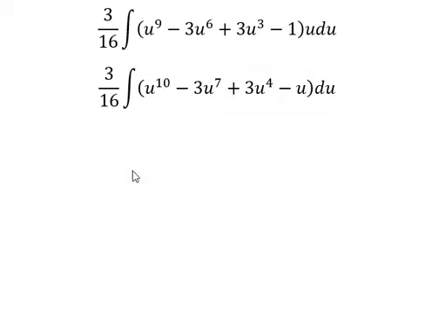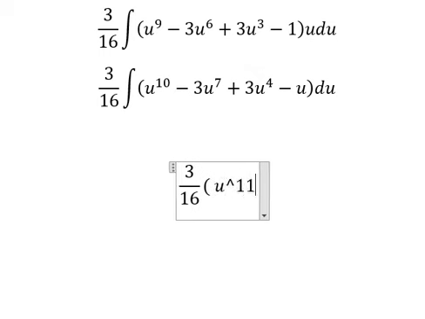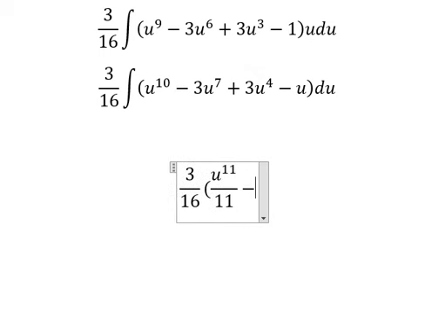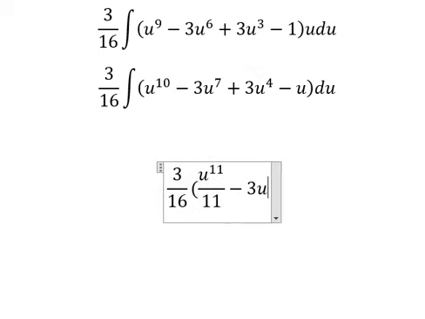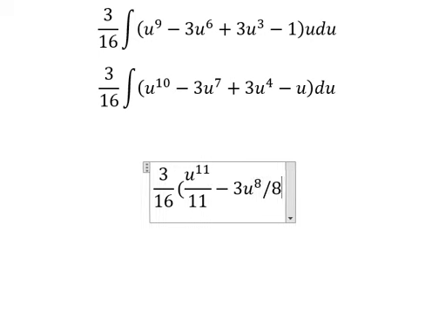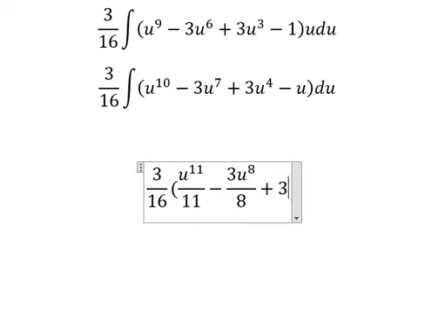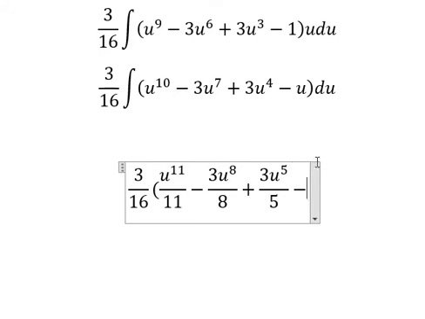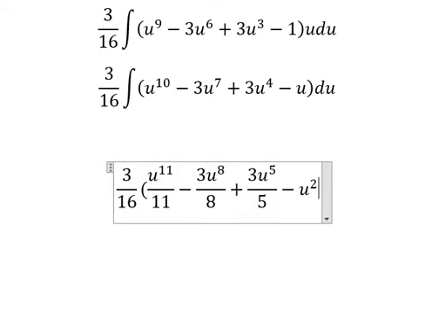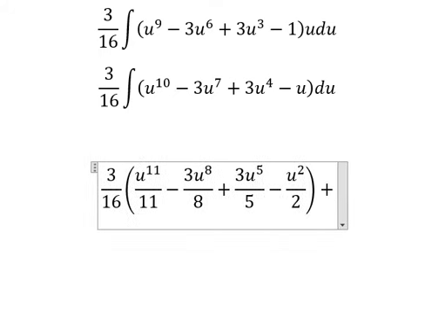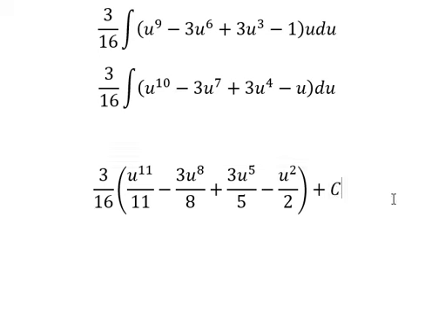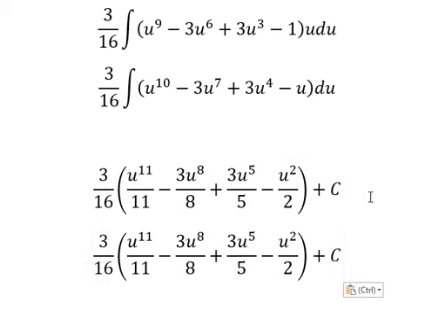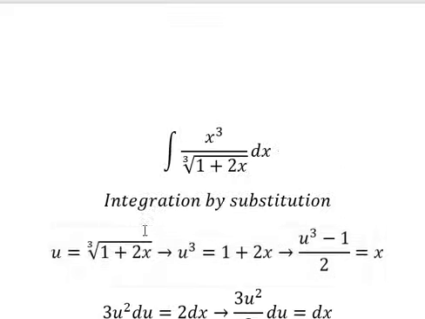And now we have the final answer. Number 10, you get 11. Number 7, you get 8. Number 4, you get 5. U, that's number 1, so we have number 2. And then we put c, that's the constant. For u, that is this one.